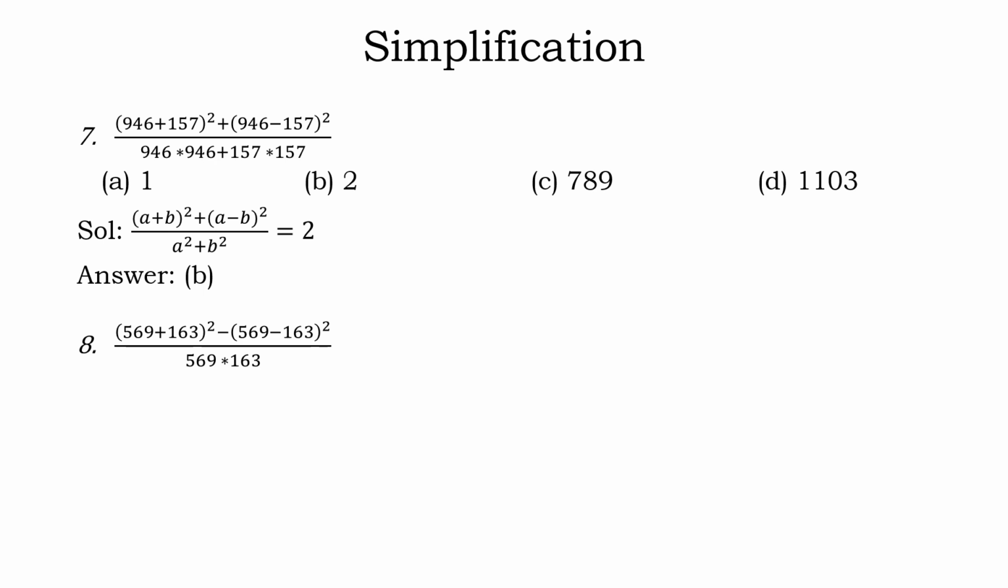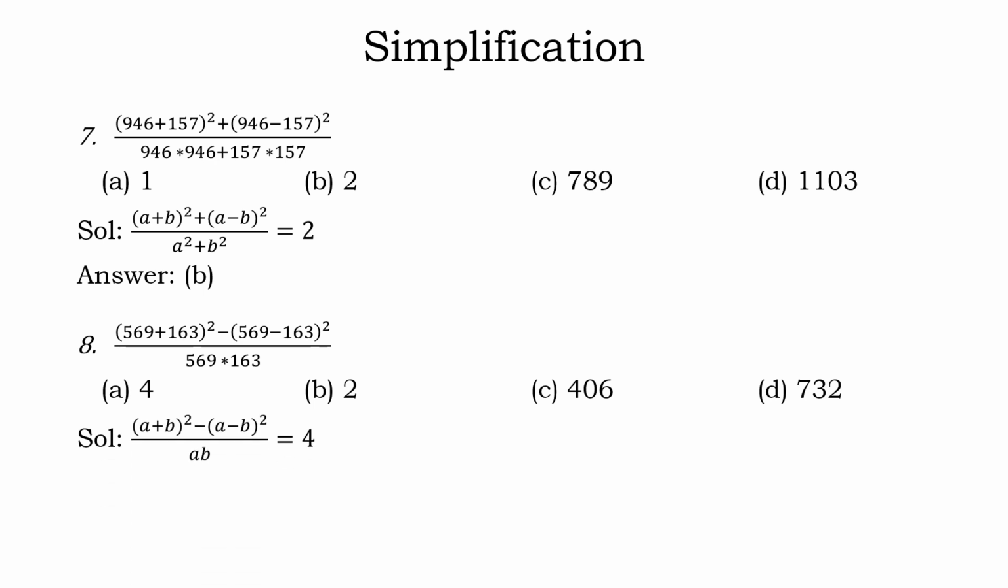In the same way, if the problem is of the form a plus b whole square minus a minus b whole square by a into b, so here we have 569 plus 163 whole square minus 569 minus 163 whole square divided by 569 into 163. So simply we can say the answer is 4. Here this is the formula, a plus b whole square minus a minus b whole square by ab, which is equal to 4. So the answer is A.